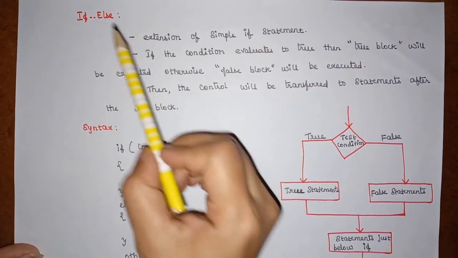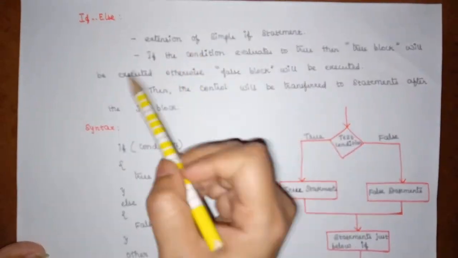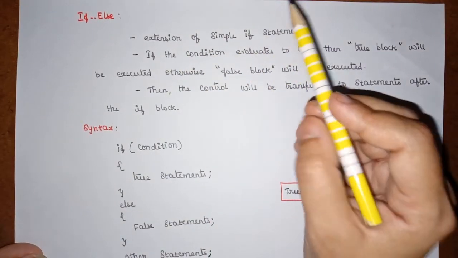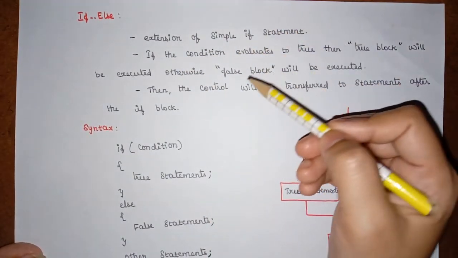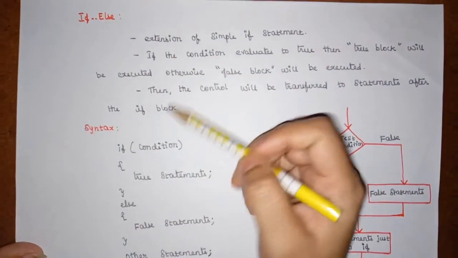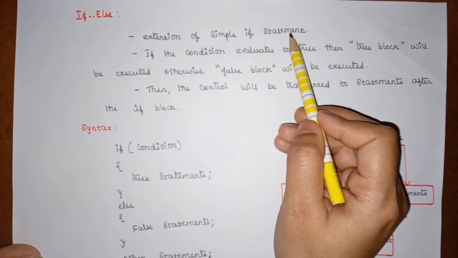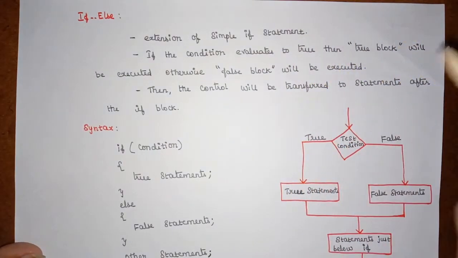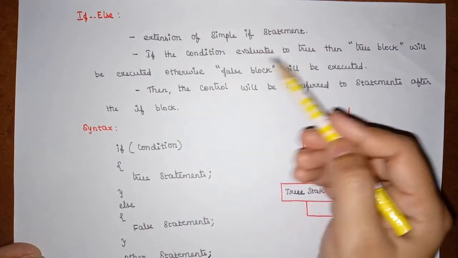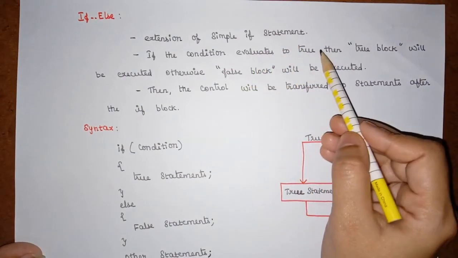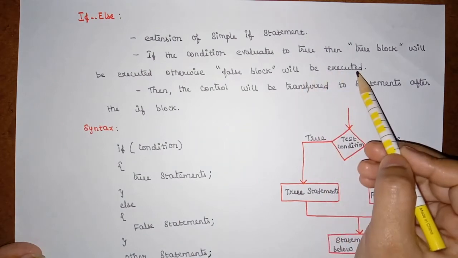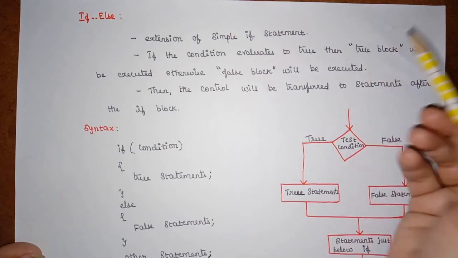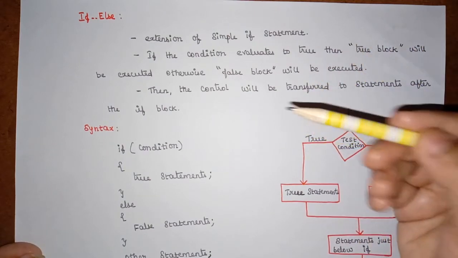Then the next branching statement is the if-else statement, and this if-else statement is actually an extension of the simple if statement. So it is similar to the if statement where we have added one more else here. If the condition evaluates to true, then the true block will get executed. Otherwise, if the condition evaluates to false, then the false block will get executed. Whereas in a simple if statement, if it is true, it will execute the true block. Otherwise, it will execute the statements outside the block.